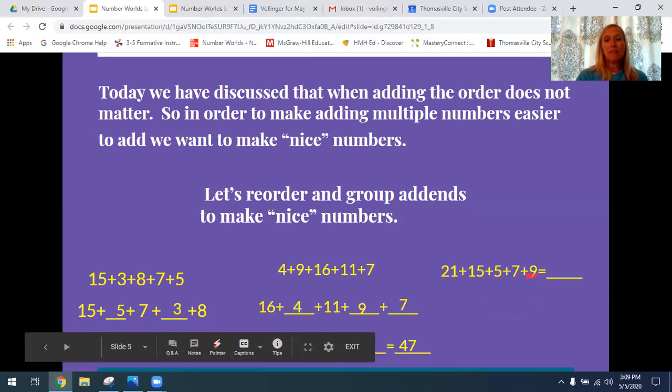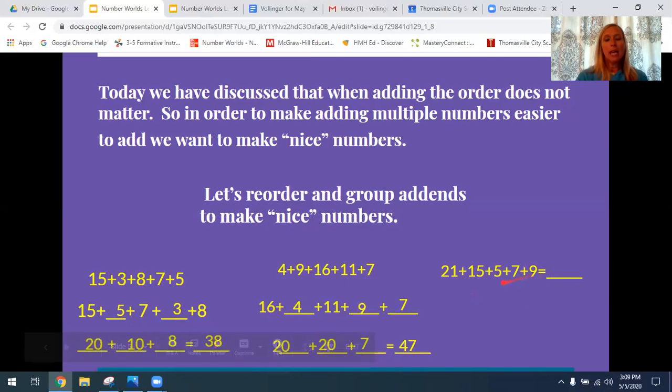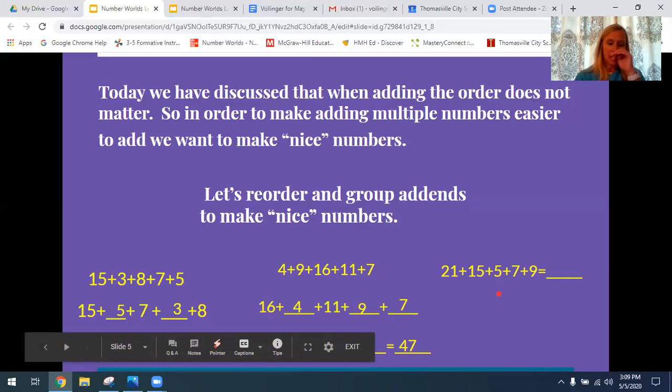Now, I have left this one for you to try. I gave you hints with 21 and 9, and then 15 and 5. I'm going to give you a few seconds, and I want you to answer that, please. Very good. 21 and 9 make 30. 15 and 5 make 20. So 30 plus 20 is 50, plus 7 is 27. Or excuse me, 57. 21 plus 9 is 30. 15 and 5 is 20. So 30 and 20 make 50, plus 7 make 57.